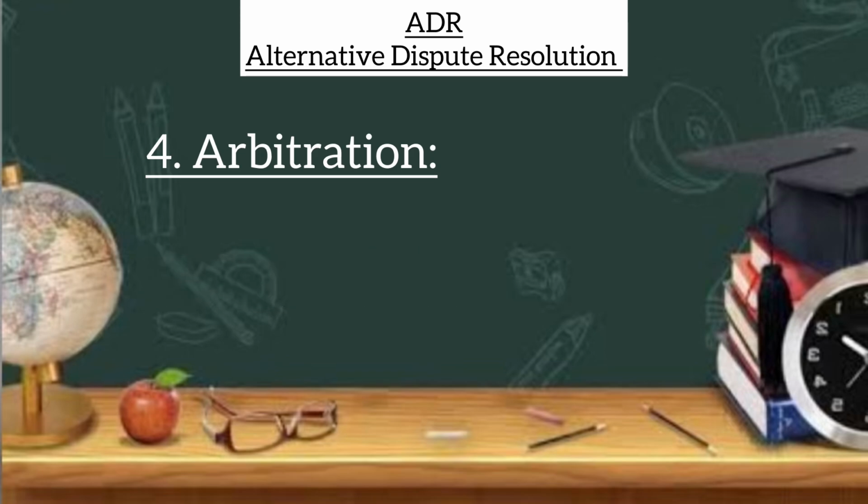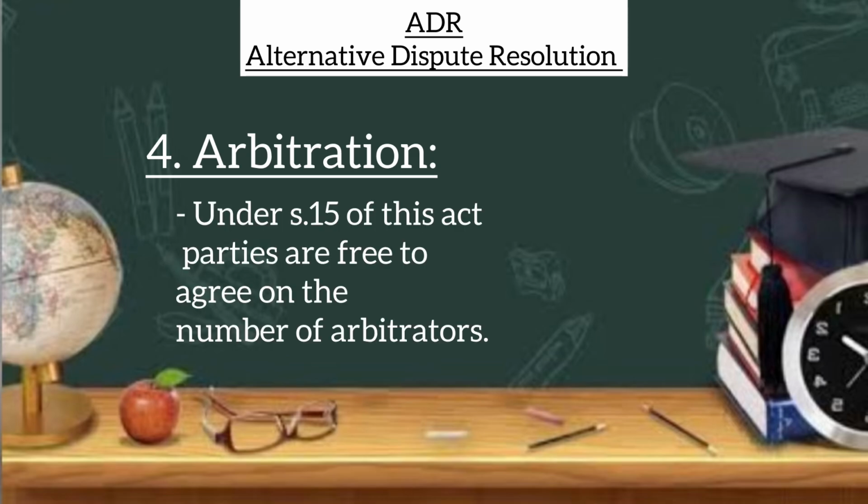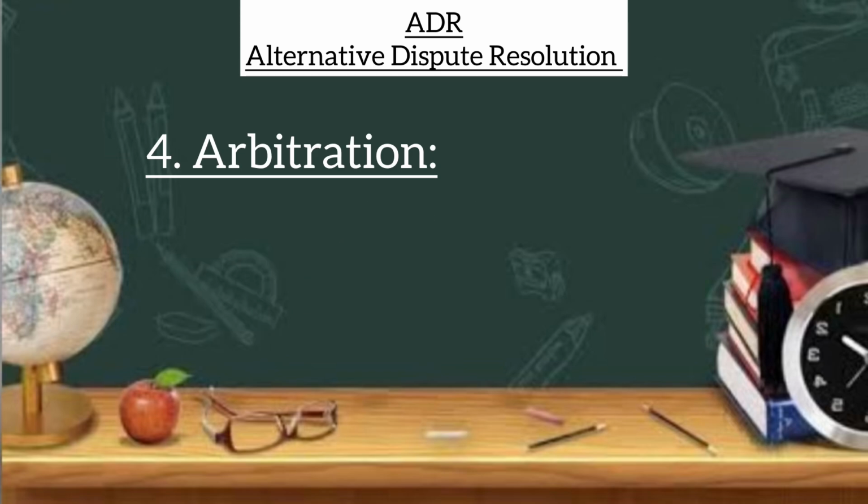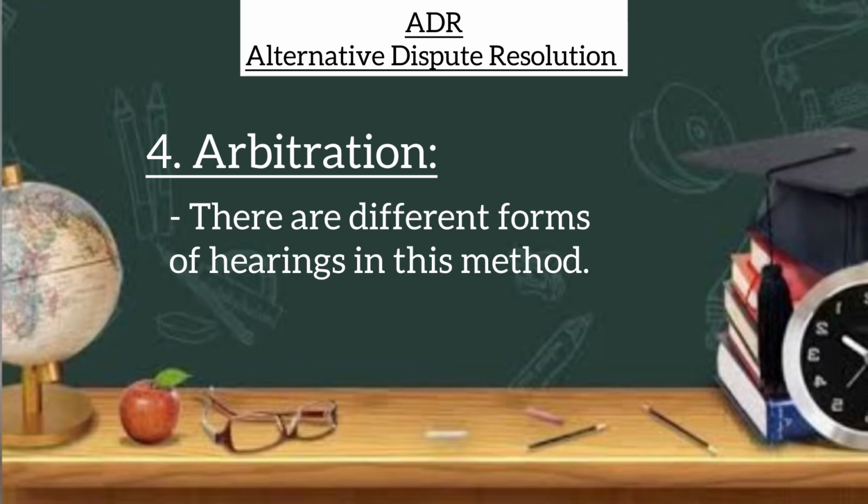Under Section 15 of the Arbitration Act 1996, parties are free to agree on the number of arbitrators, so there can be a panel of 2 or 3, or it can also be a sole arbitrator. And if the parties cannot agree on the number of arbitrators, then the Act provides that only one arbitrator should be appointed. There are different forms of hearings in this method.